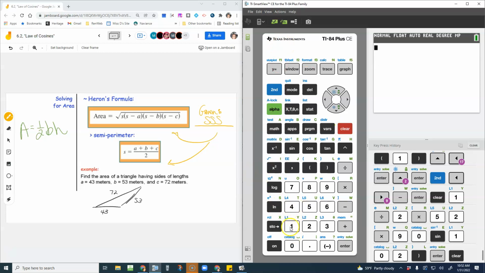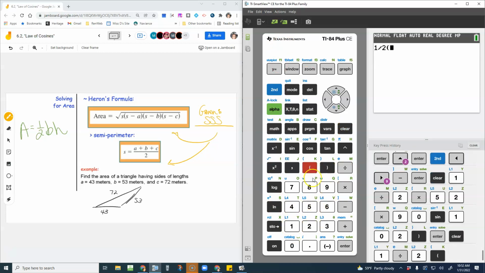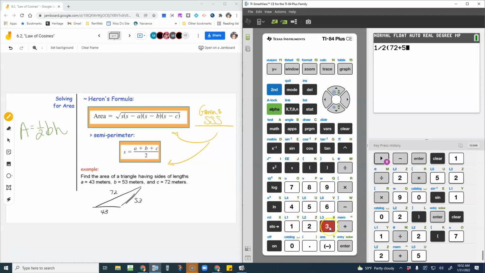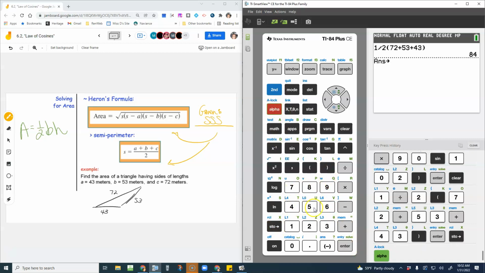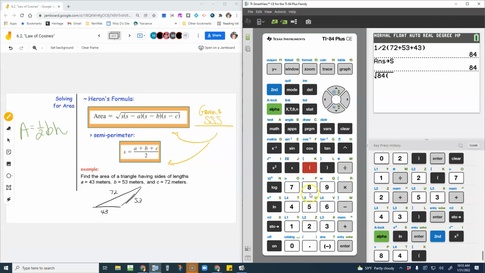One thing is you can just do something like 1/2 of, add them all up, so 72 plus 53 plus 43. And can't we stow it away as an S? If you want. You don't have to. But you can store it away as an S. Or, I mean, 84 is not this horrible number to plug in, right? I could just type 84. It's not a big deal.